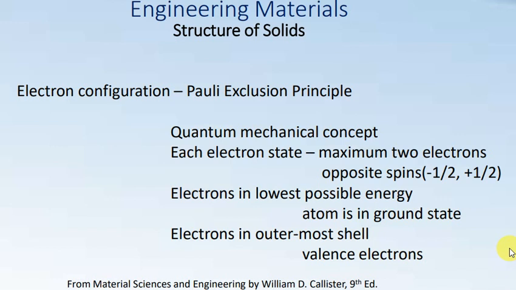So when we give atoms external energy, they can absorb energy, and electrons move from inner orbits to outer orbits, to next higher orbits, and in that case atom is said to be in excited state.